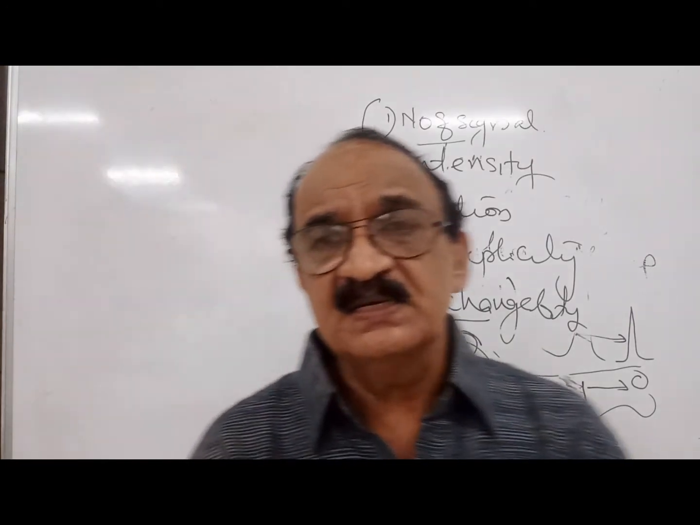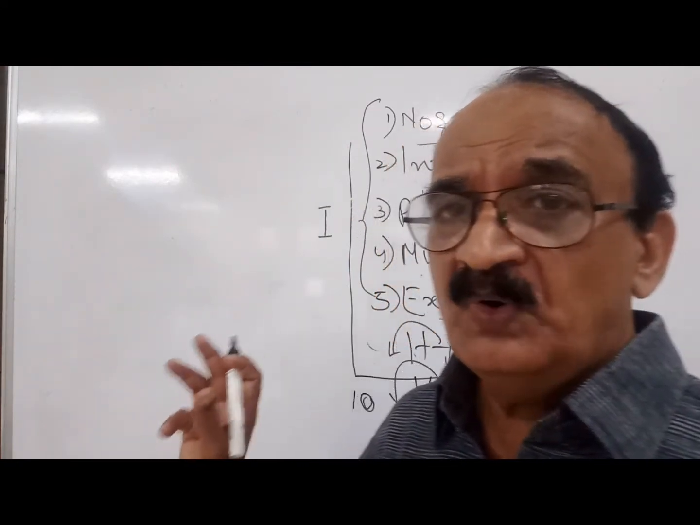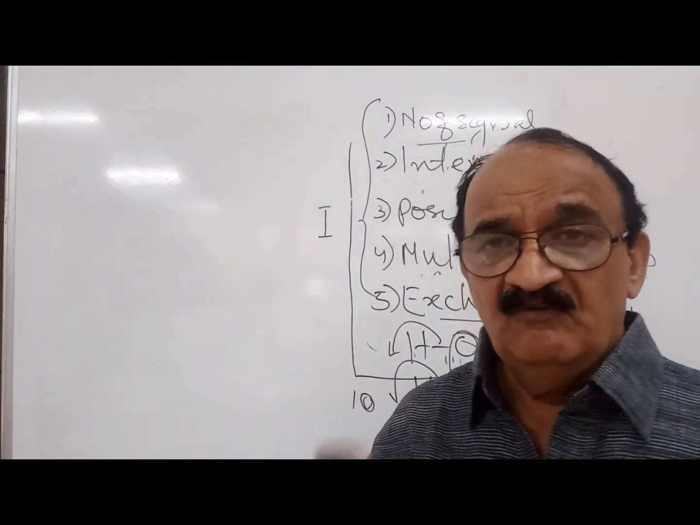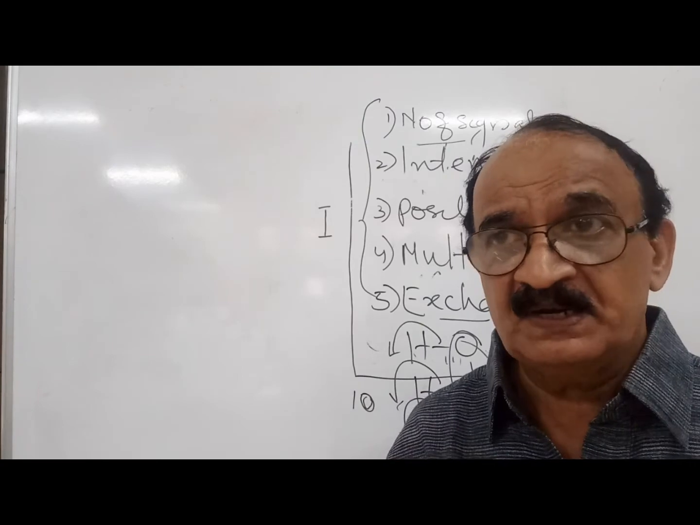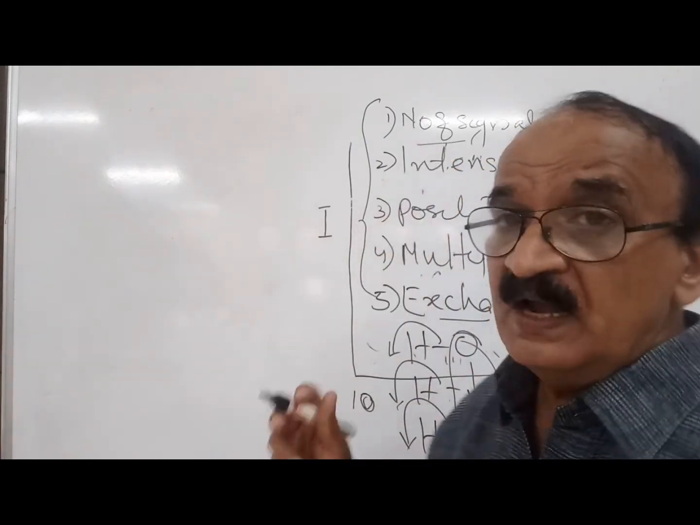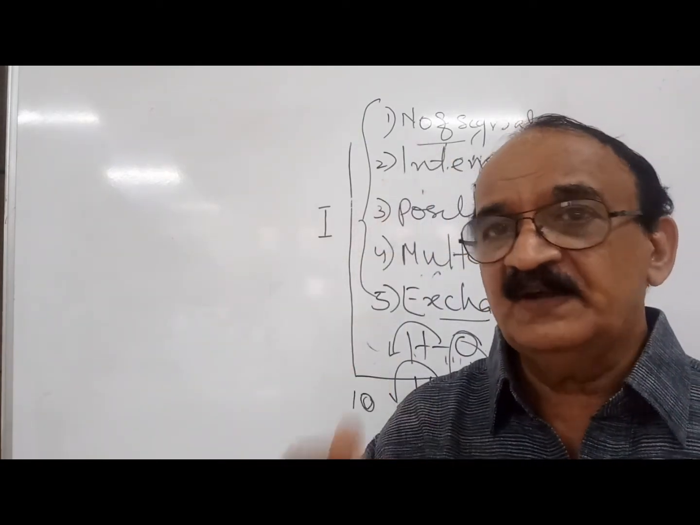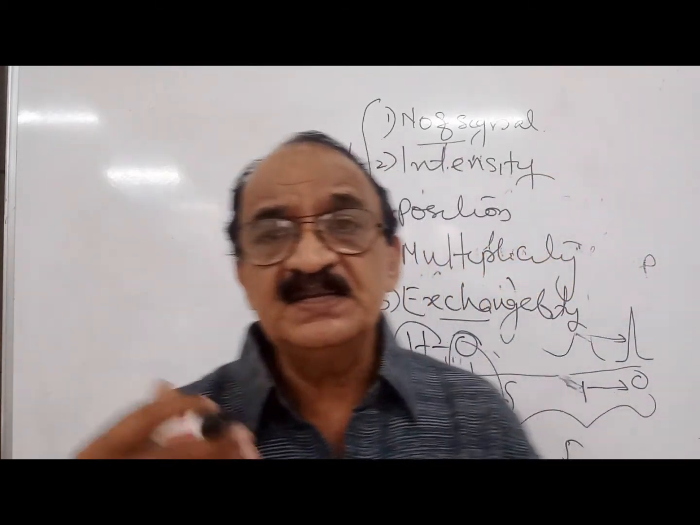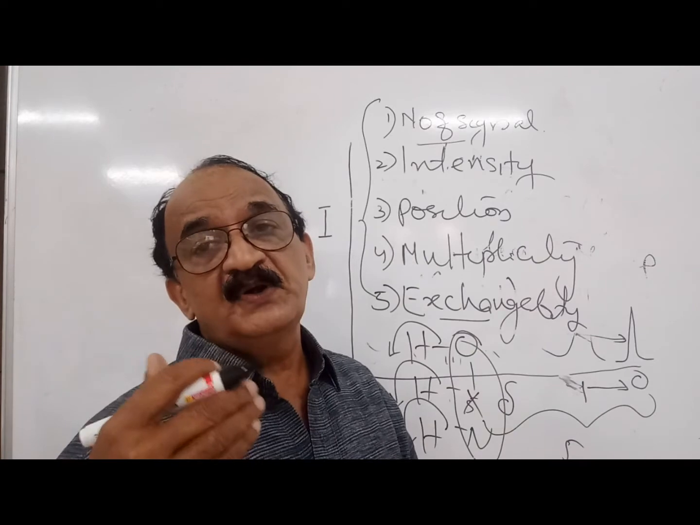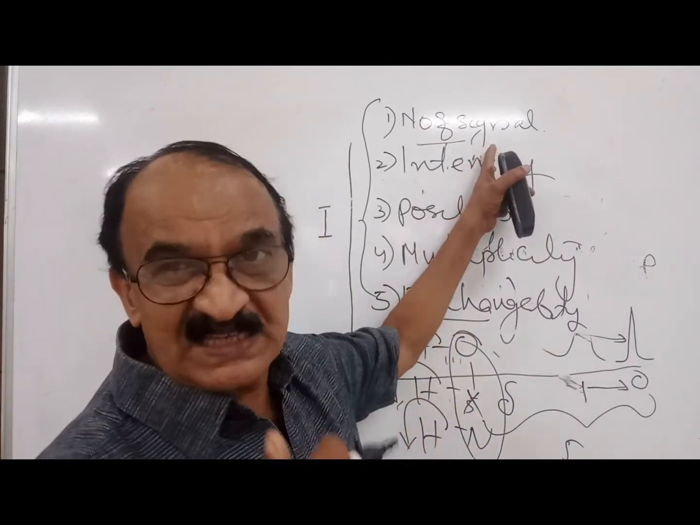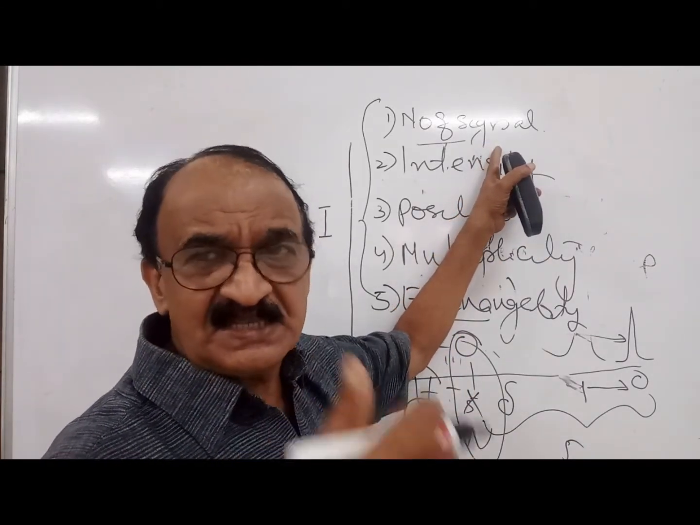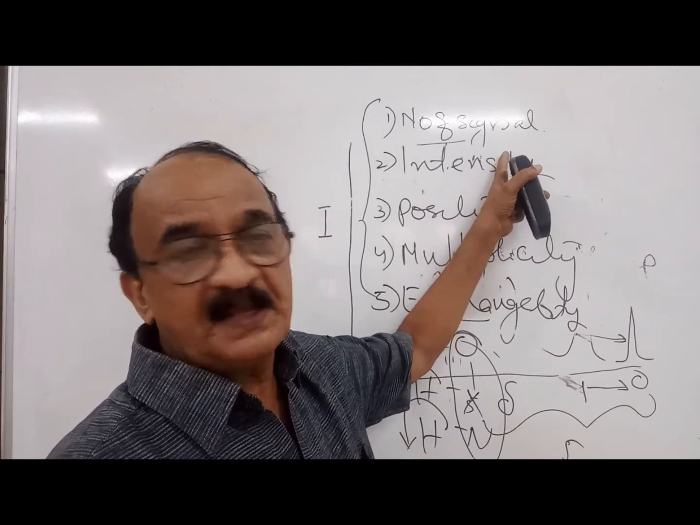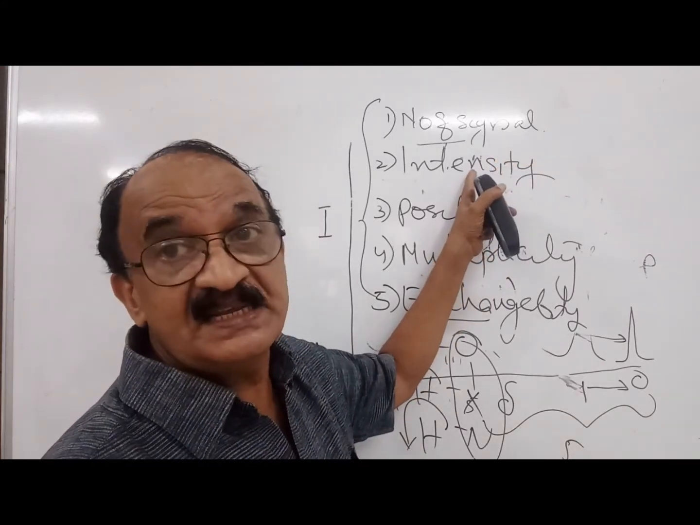I shall summarize. These are the different points to be observed while interpreting an NMR spectrum. Once again, the number of signals represents what? The number of types of protons. Number 2 is the intensity of the signal. Intensity depends on what? The number of contributing protons. This is the number of sets of protons, and in each set, how many protons are contributing? That decides the intensity.